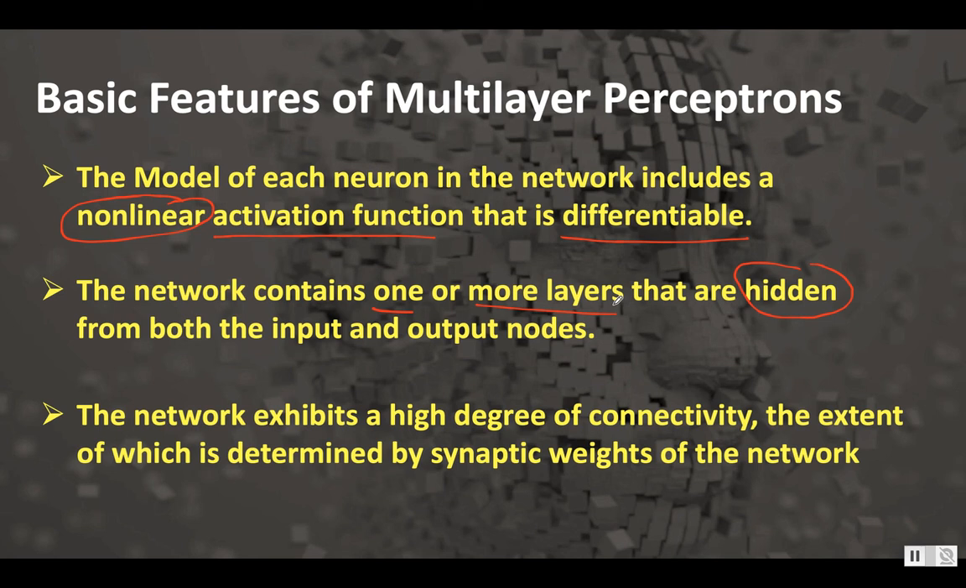The third feature is that the network exhibits a high degree of connectivity, the extent of which is determined by the synaptic weights of the network. High degree of connectivity means that between different layers, a neuron could have multiple connections to other neurons. We will learn this later in more detail.